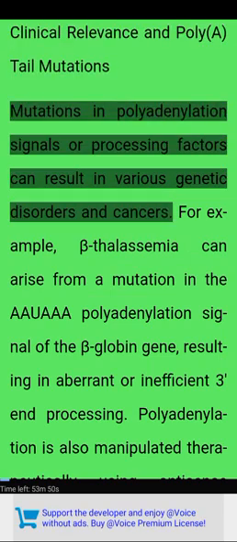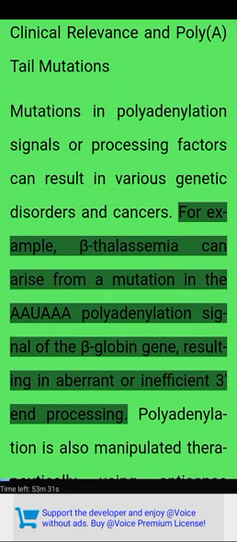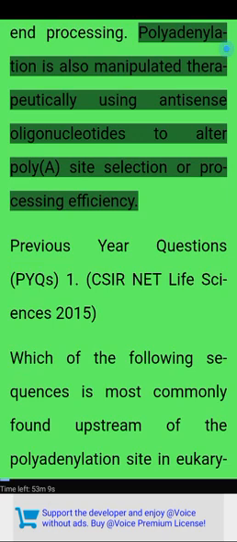Mutations in polyadenylation signals or processing factors can result in various genetic disorders and cancers. For example, beta thalassemia can arise from a mutation in the AAUAA polyadenylation signal of the beta globin gene, resulting in aberrant or inefficient 3' end processing. Polyadenylation is also manipulated therapeutically using antisense oligonucleotides to alter poly A site selection or processing efficiency.